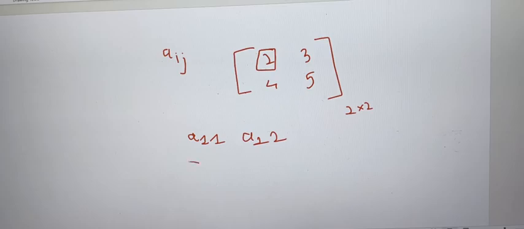Now come to 4. How do you represent that? a, now this is the second row. In terms of rows, this is the first, this is the second. In columns, this is the first and this is the second. So you can simply write second row, and this is the first column. Second row, first column, you get 4. Then finally the last element is second row and second column. This is the general representation.